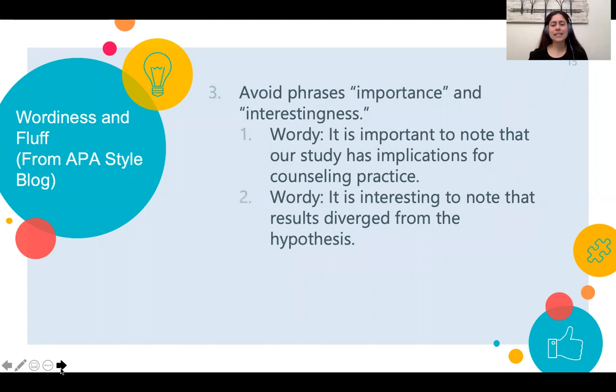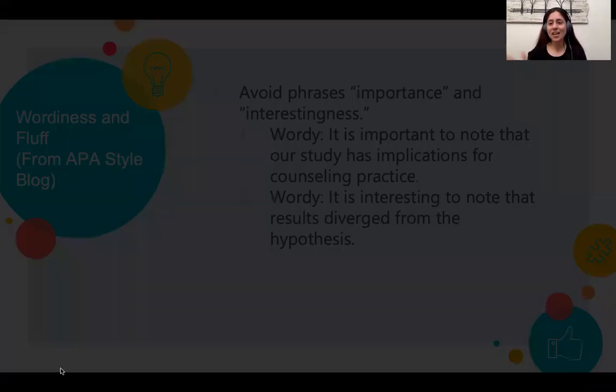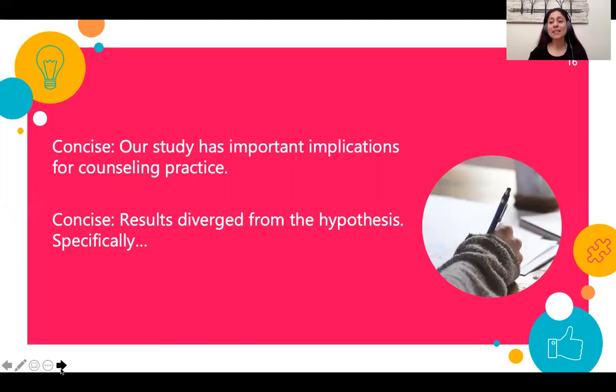All right, and then I think this is the last one for wordiness, phrases involving importance and interestingness. You don't have to express that it's important to note this or that it's interesting to note this. That's just not necessary. So you could say something instead like this. Our study has important implications for counseling practices, results diverged from the hypothesis, and so on.